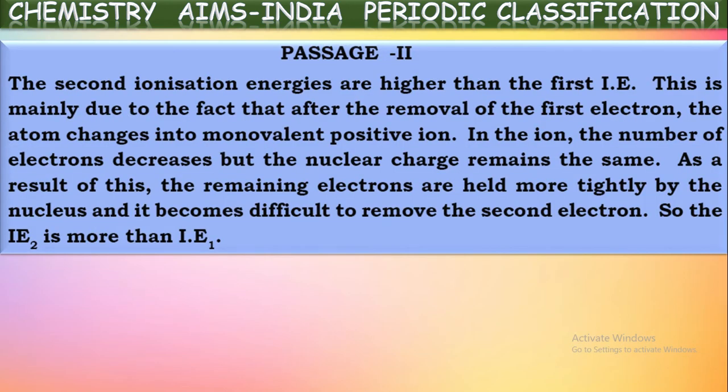Next, see the passage one more time. It is given based upon the ionization energies, the second IE is higher than that of first IE. This is mainly due to the fact that after the removal of the first electron, the atom changes into a monovalent unipositive ion, and hence IE2 will be greater than that of IE1, isn't it? So based upon this, let us see the questions now.